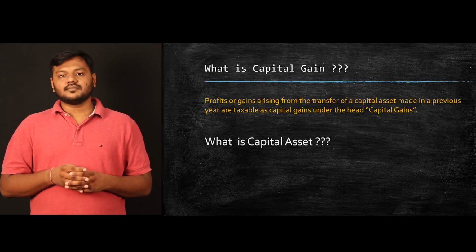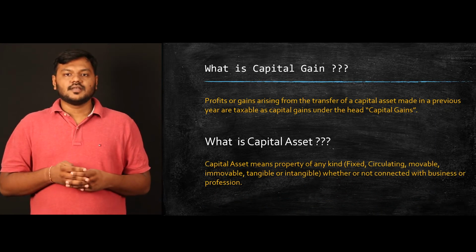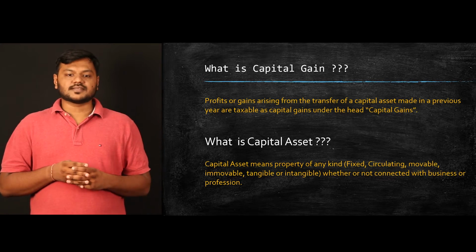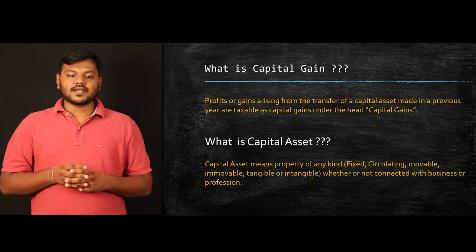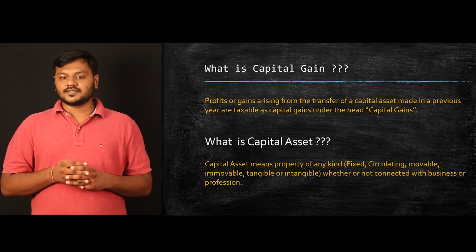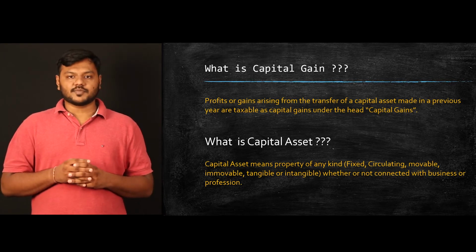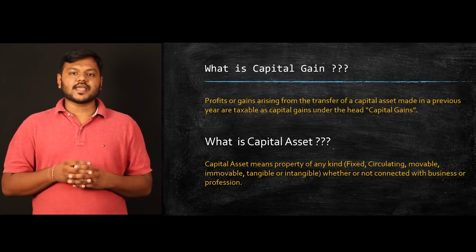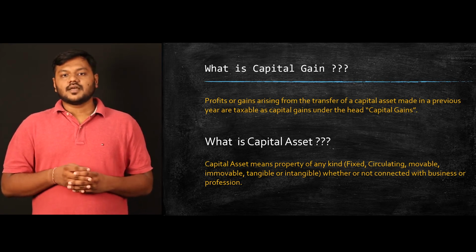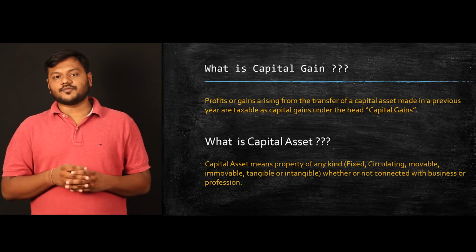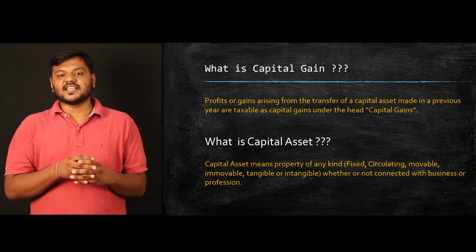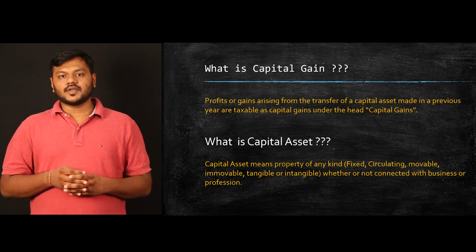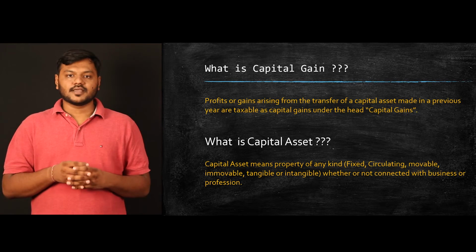Now the question might come, sir, what do you mean by capital asset? So let's discuss the meaning of capital asset. Capital asset means property of any kind, whether it is fixed, circulating, movable, immovable, tangible or intangible. Every kind of property is covered under capital asset, whether or not it is connected with the business or profession. So in a nutshell, any capital asset sold in the previous year, if you gain any profit, meaning the difference between selling price and purchase price, that will be charged under the head of capital gain.